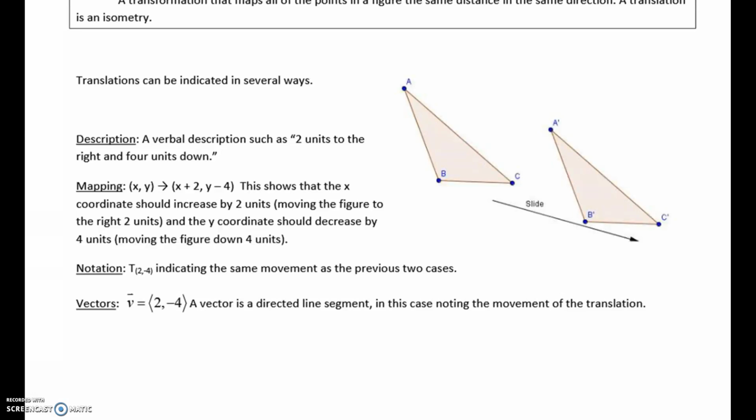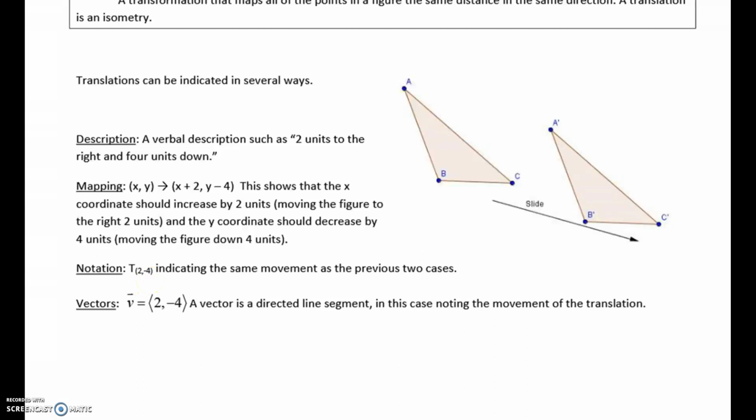Now, another way to notate this is to say capital T for translation, and then in a subscript in parentheses, 2, -4. And just like with all of our points, we always list x then y. Well, our x changed in the +2 direction, and our y changed in the -4 direction.